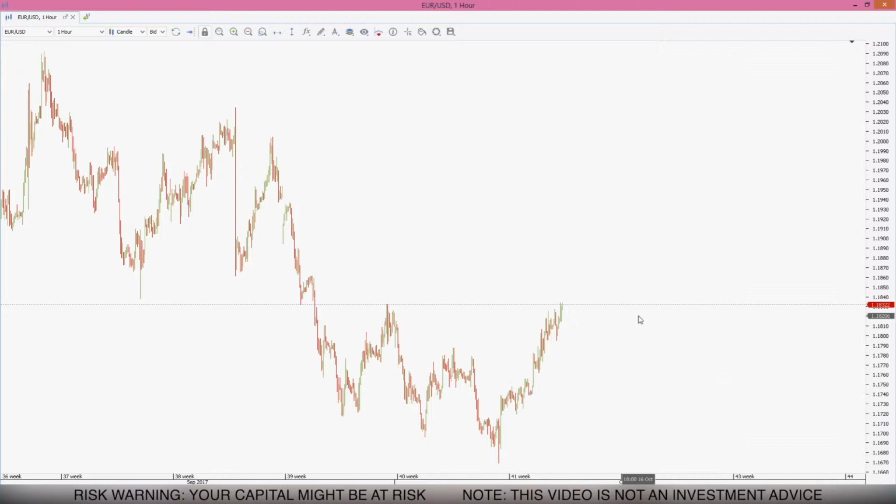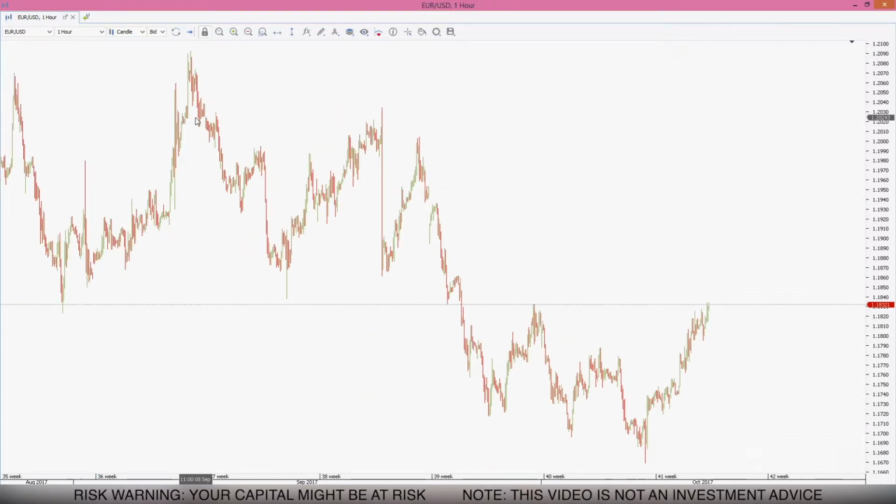Let's look a bit at what the RSI is. This is the euro-US dollar on the hourly chart. It is one of the most important, if not the most important currency pair, the most liquid one. And this is a blank chart. Let's apply the RSI.